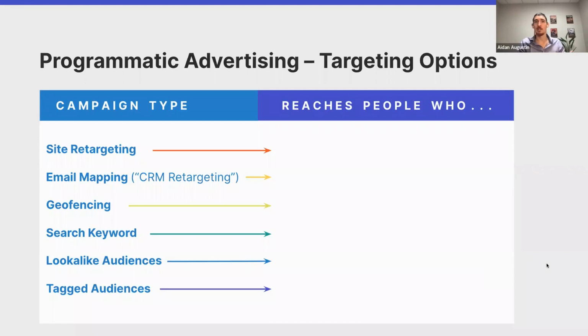So I've mentioned indirectly a few of the ways that these ads get targeted, but I'm going to walk through a few more. So site retargeting, this is the first one. This is the one we showed at the beginning, right? Site retargeting is kind of programmatic advertising 101.